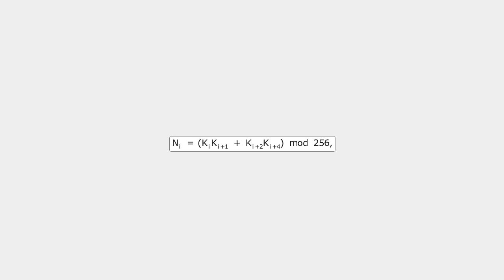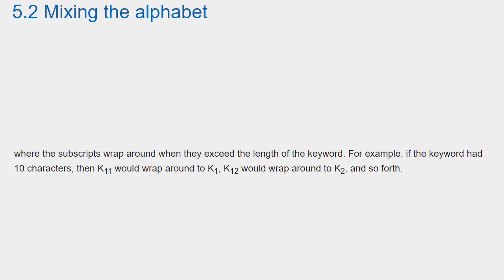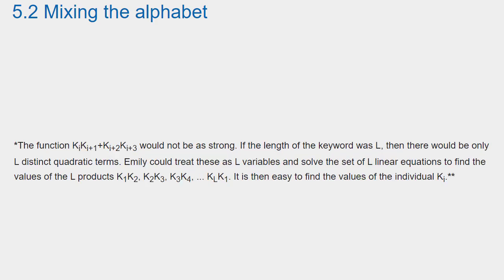For example, if Ni are the terms of the numeric key and Ki are the numeric values of the characters in the keyword, then a suitable function might be where the subscripts wrap around when they exceed the length of the keyword. For example, if the keyword had 10 characters, then K11 would wrap around to K1, K12 would wrap around to K2, and so forth. The function Ki+1 plus Ki+2, Ki+3 would not be as strong.